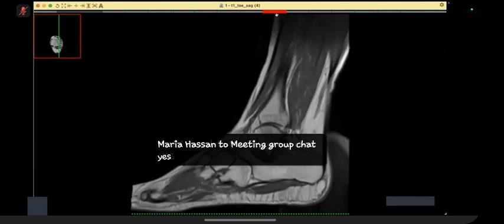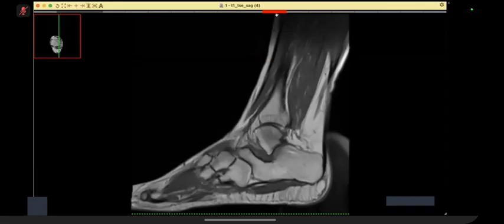Calcaneonavicular coalition. Right. And pathologically speaking, how many types of coalitions are there? So I know of two. Remember, there's a talonavicular. My question is slightly different. There is coalition between the two bones, and what can be the bridging material between two bones? Bone or cartilage. Right.